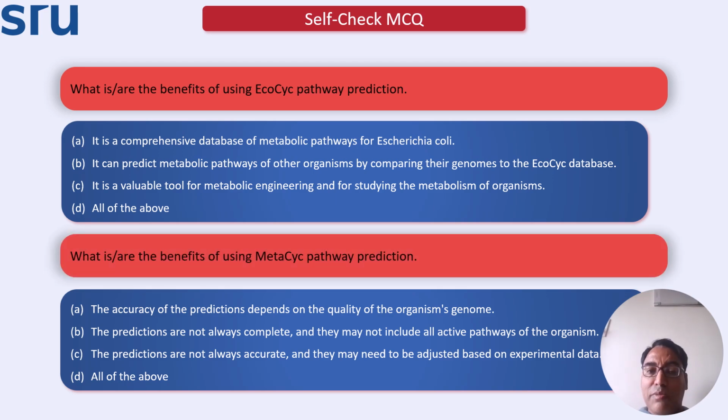What are the benefits of using Metacyc pathway prediction? Accuracy of the predictions depends on the quality of the organism's genomes. Okay, that's of course a meaningful statement. The predictions are not always complete, and they may not include all the active enzymes of the organism. Yes, that is 100% there. All the active enzymes or pathways may not be included in the pathway. So the predictions are not always complete. Some missing links will be there. You need to trace them. These predictions are not always accurate and they may need to be adjusted based on the experimental data.